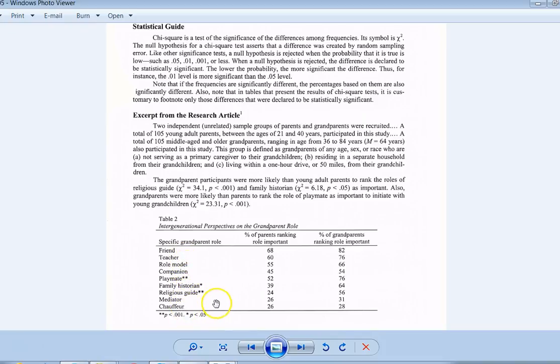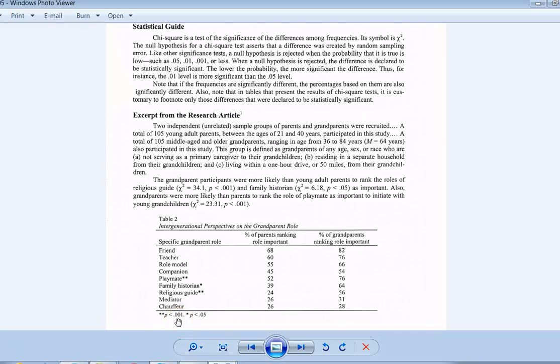6. Is the difference between parents and grandparents on the importance of the role of a friend statistically significant? If yes, at what probability level? So you find friend. Well, first of all, we already know it's not significant, so the answer is no. Is the difference between parents and grandparents on the importance of the role of a playmate significant? Well, yes, we know it is. And we look at our key, it's by 0.001.